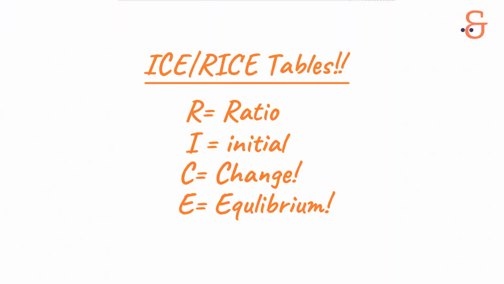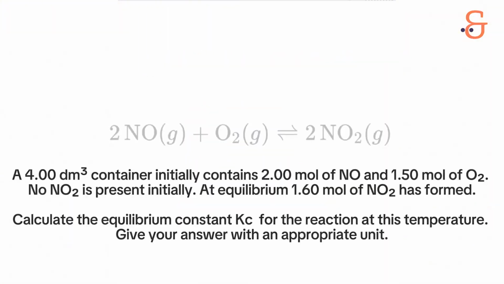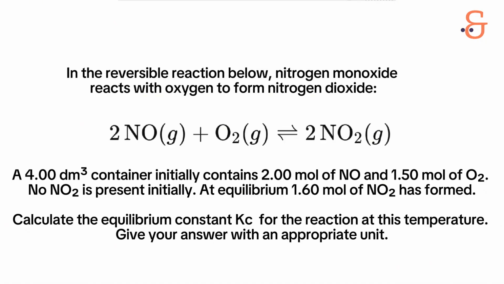So let's try to use this method in a real question. The first question is, in the reversible reaction below, nitrogen monoxide reacts with oxygen to form nitrogen dioxide, and the equation is 2NO plus O2 will form 2NO2. We're told that a 4 decimeter cubed container initially contains 2 moles of NO and 1.5 moles of O2. We're also told that no NO2 is present initially. However, at equilibrium, 1.6 moles of NO2 has formed. Calculate the equilibrium constant Kc for the reaction at this temperature. Give your answer with an appropriate unit.